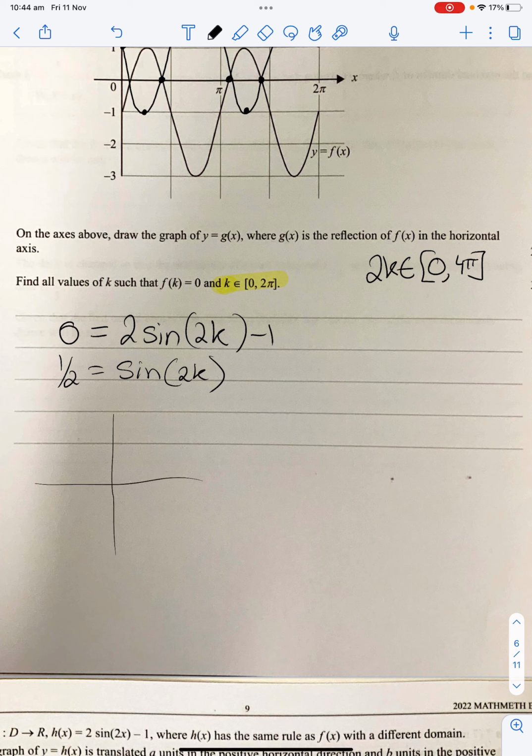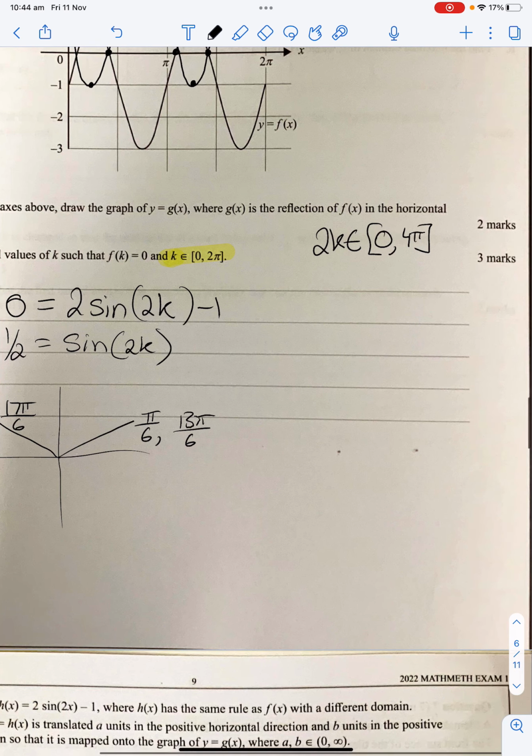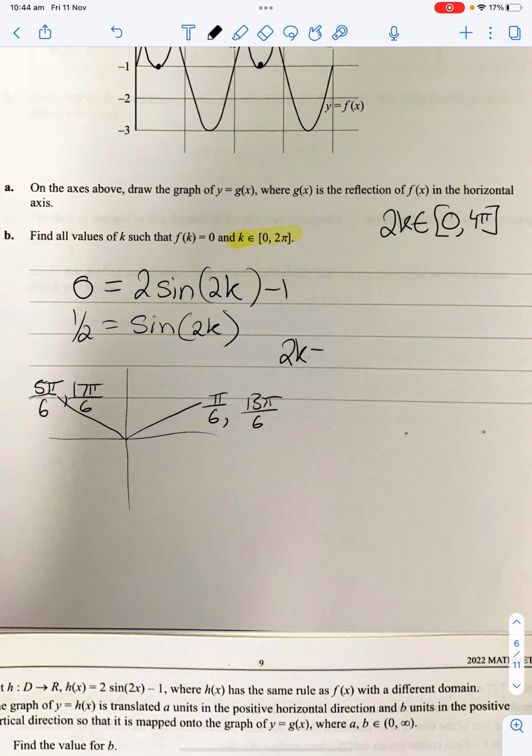We want half, so that will be here and here, which is pi on 6, 5 pi on 6. And this is where my domain comes in handy. For 2k, it's going to be 2 trips around the circle. So I'm also going to get 13 pi on 6 and 17 pi on 6. So 2k is equal to pi on 6, 5 pi on 6, 13 pi on 6, 17 pi on 6.